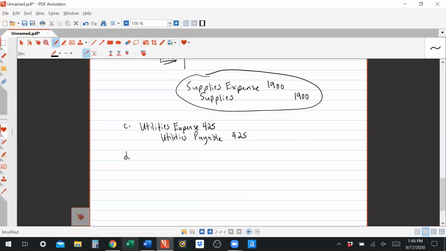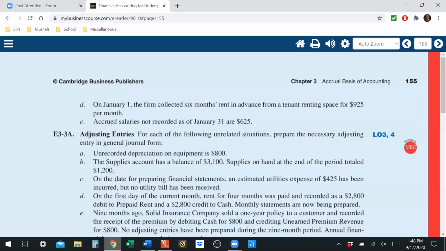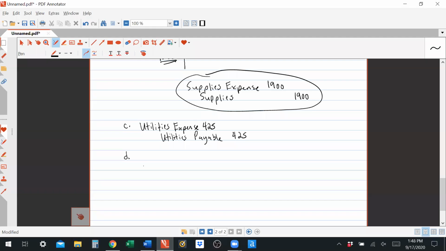On the first day of the current month, the company paid rent for 4 months. They paid $2,800. They recorded it as a debit to prepaid rent and a credit to cash. So when they paid rent, rent is paid in advance.